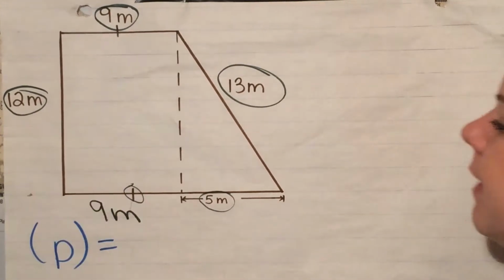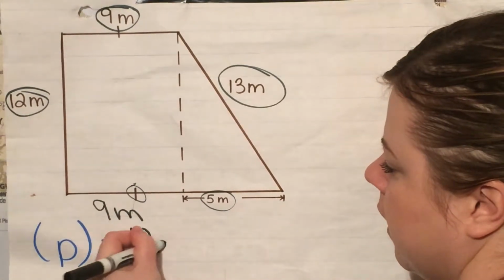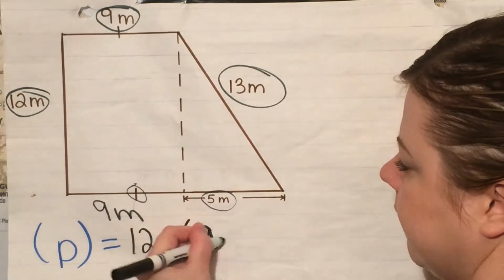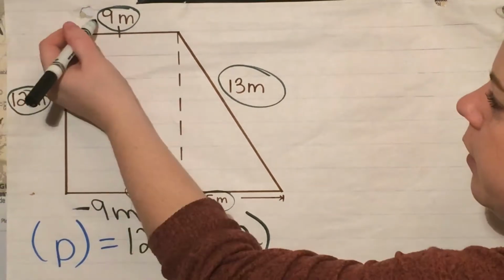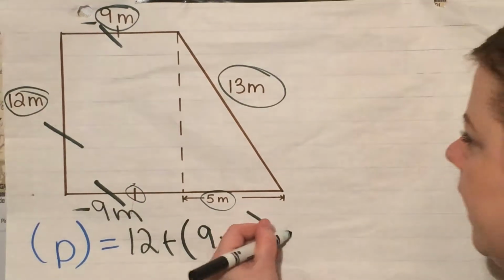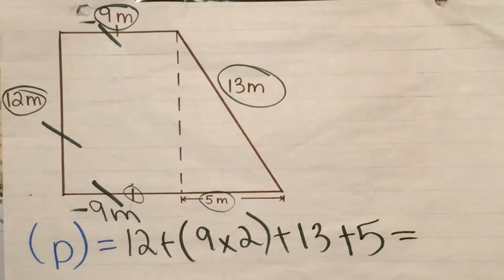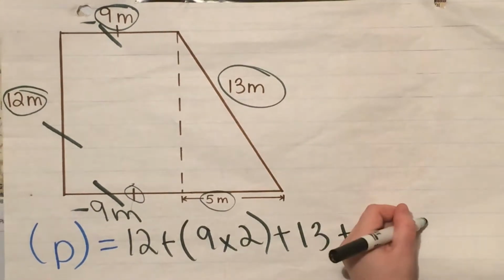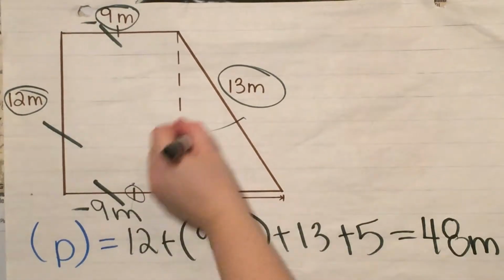Oh, that's an easy question. That's a breeze of a question. All I have to do is some repeated addition. I'm going to do it in a different way just to show you now. So I'm going to do 12 plus 9 times 2. Why is it 9 times 2, you might be asking yourself? Because I have 2 9s. So I'm just going to go ahead and cross that off, cross that off, cross that off. Plus 13 plus 5. Piece of cake. Now I'm going to add those all up. And my total is going to be 48 meters. So the length all the way around is 48 meters.